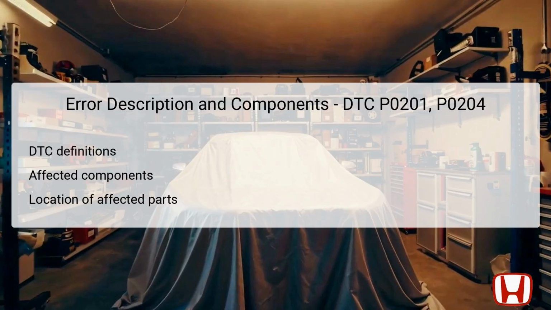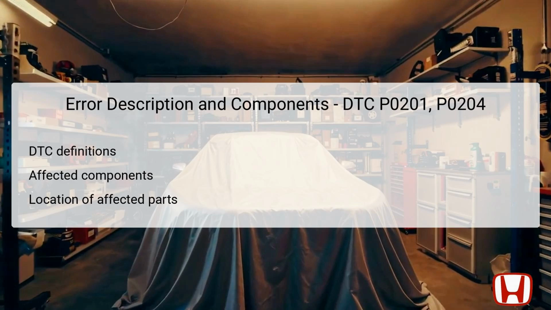DTC P0201 indicates a defect in the number 1 cylinder injector circuit, while P0204 points to a problem in the number 4 cylinder injector circuit. The critical components involved in these circuits include the fuel injectors themselves, the powertrain control module, PCM, and the associated wiring and connectors. The fuel injectors are located in the engine cylinder head, where they play an essential role in delivering fuel precisely into the combustion chamber.